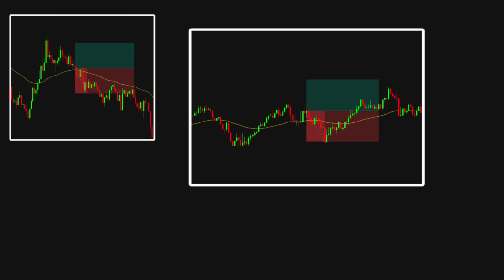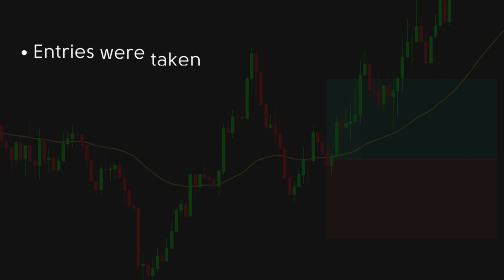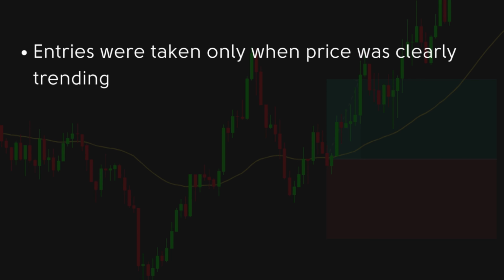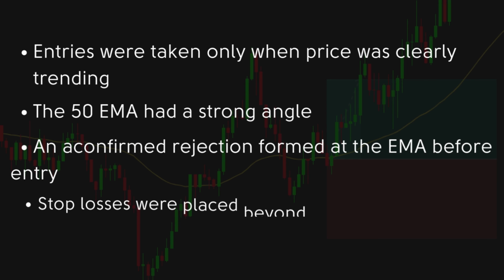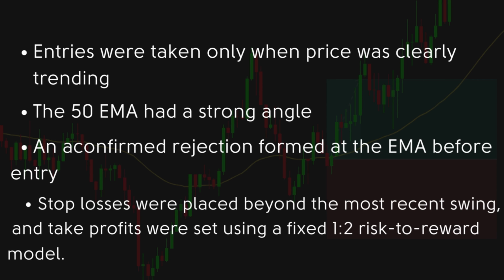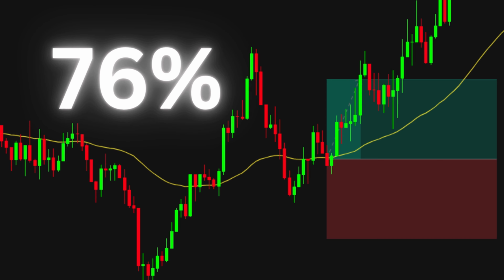I backtested the 50 EMA Dynamic Support strategy on the 15-minute and 5-minute time frames during high-volume market sessions, following strict and consistent rules on every trade. Entries were taken only when price was clearly trending. The 50 EMA had a strong angle, and a confirmed rejection formed at the EMA before entry. Stop losses were placed beyond the most recent swing, and take profits were set using a fixed 1:2 risk-reward model. Under these conditions, the strategy produced an overall win rate of 76%, confirming that the edge is real when discipline and structure are respected.